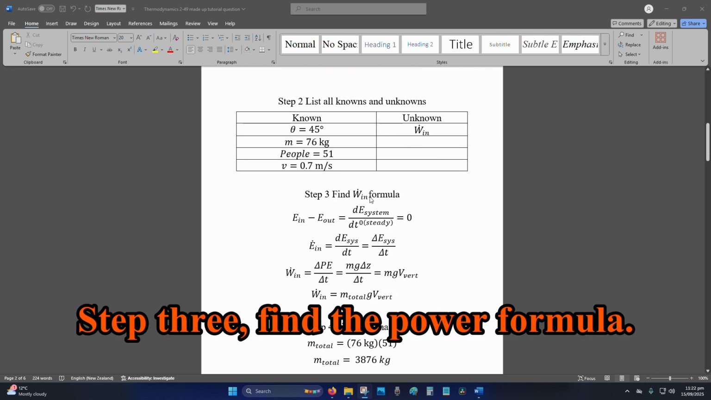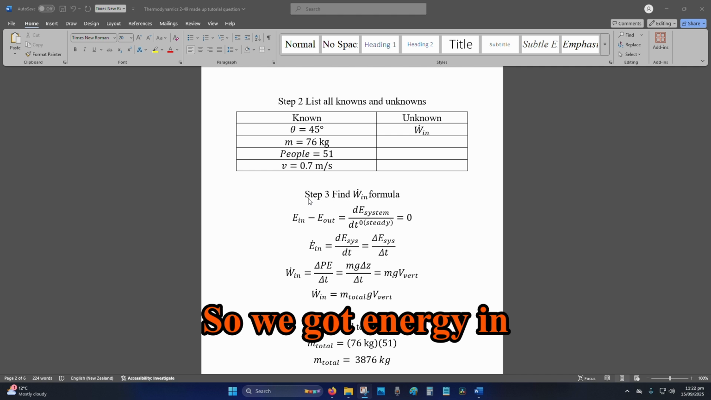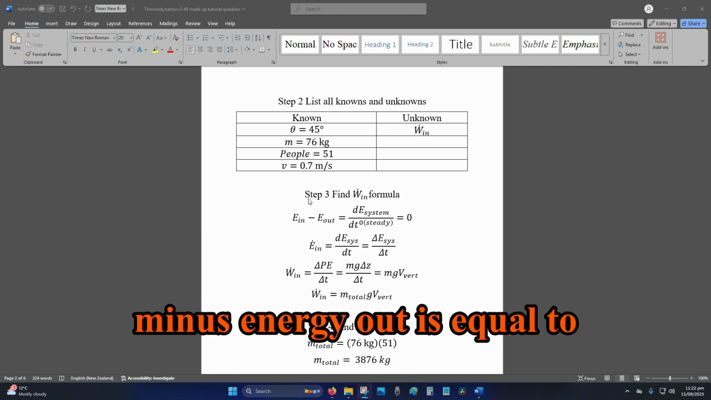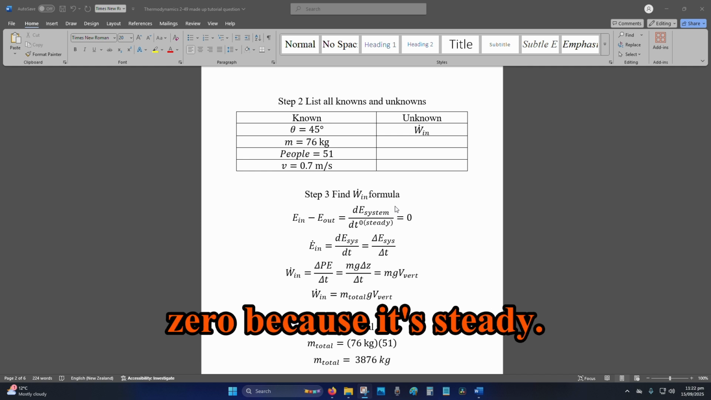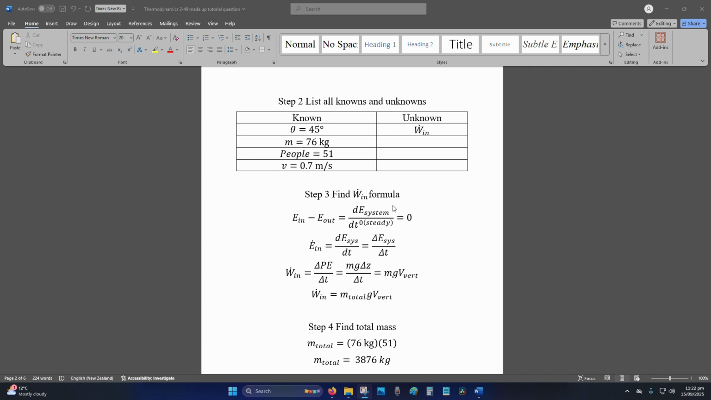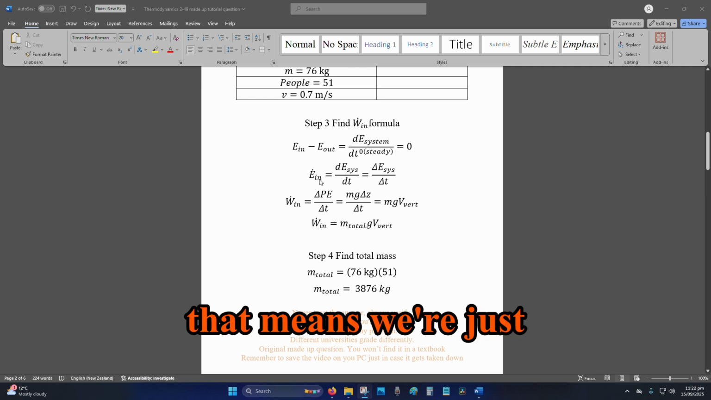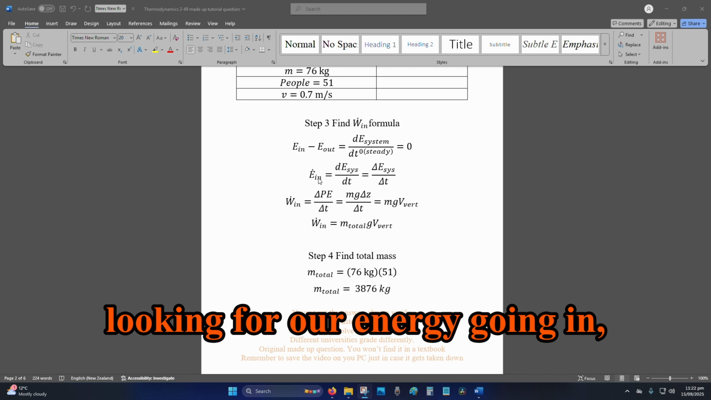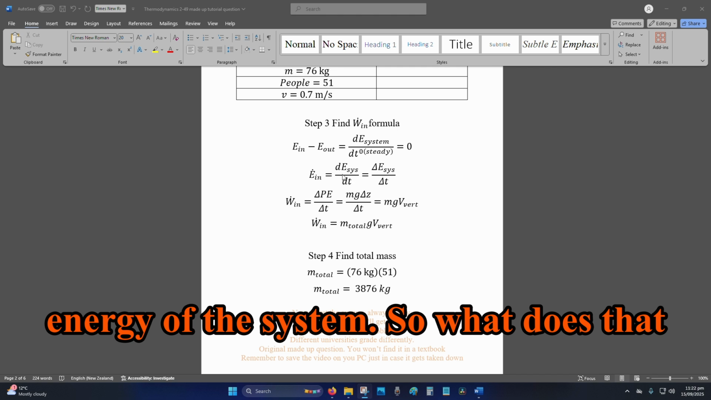Step 3, find the power formula. So we got energy in minus energy out is equal to the energy of the system, which is equal to 0 because it's steady. So that means we're just looking for our energy going in, which is the energy of the system. So what does that look like?